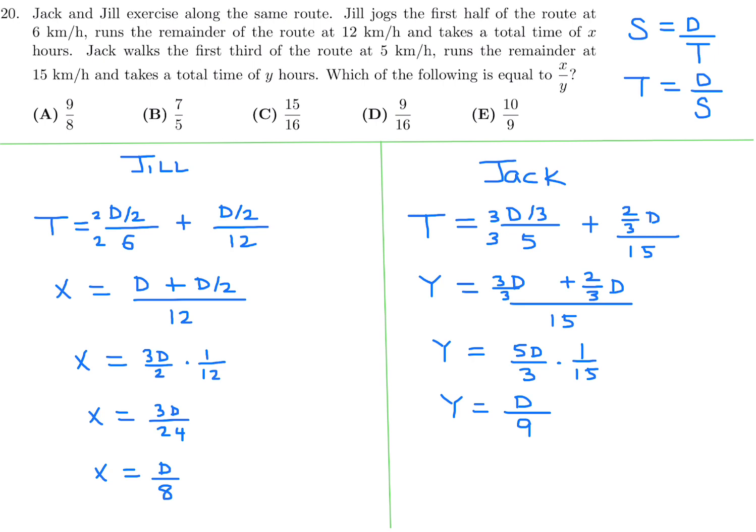Okay, x is d over 8, y is d over 9. I have to figure out x over y. x over y is d over 8 over d over 9. So invert and multiply: d over 8 times 9 over d. And the d's cancel, and you get left with just 9 over 8. And therefore, number 20, the answer is A.